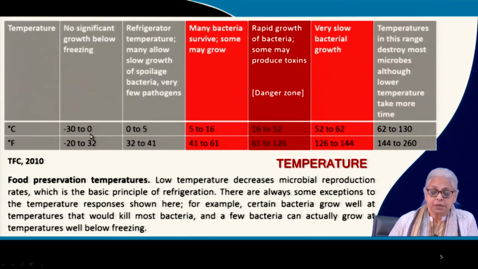When you have sub-zero conditions, the bacteria that are in our normal environment under room conditions are not capable of growing under sub-zero conditions. So minus 30 to 0, the food is safe. These bacteria cannot survive and the food will not spoil. 0 to 5 degrees, this is perhaps close to your freezer temperature.